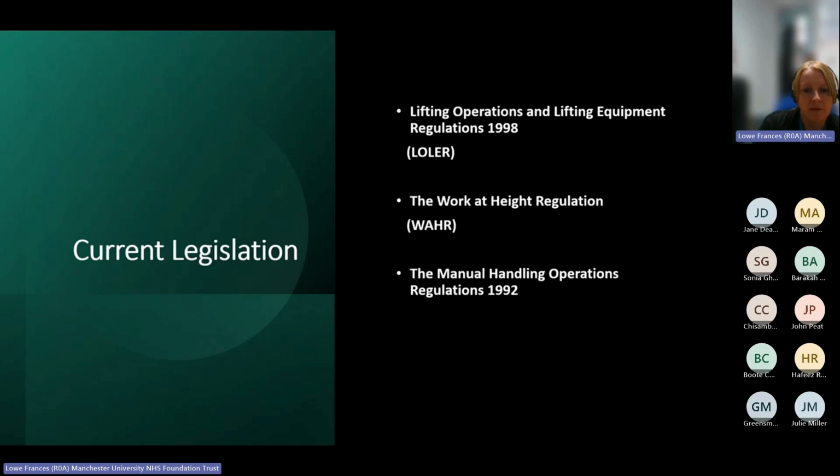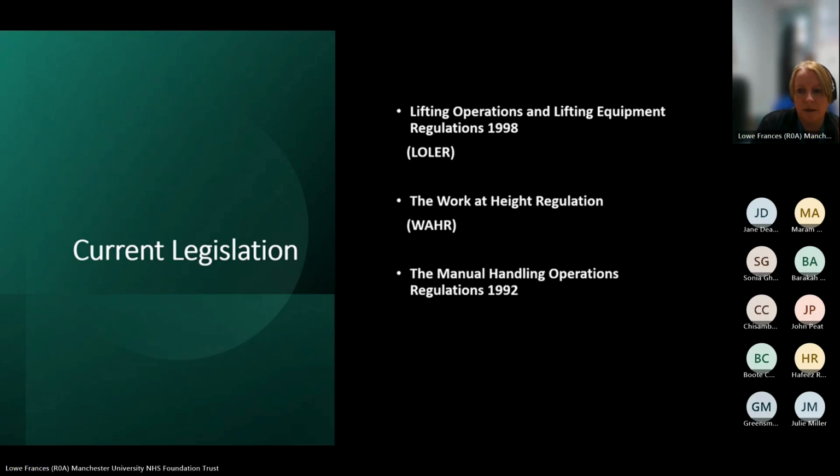And then we've got the Manual Handling Operations Regulations 1992. So these are obviously involved in what we do in the lab as well, because we provide manual handling training to all our employees. So these regs are to avoid handling activities involving risk of injury.